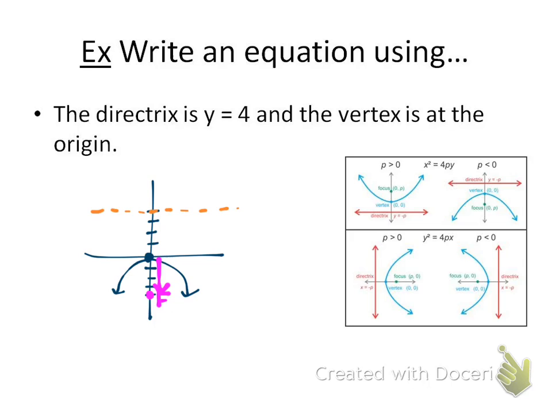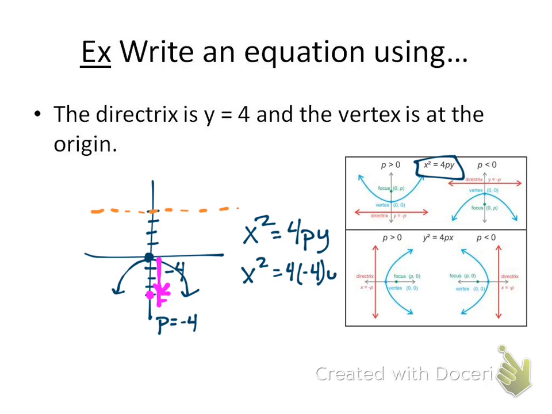Finding the distance and the direction from the vertex to the focus is my P. My P value is going to be -4. I use the up and down model using this x squared equals 4py, plugging in the P value that I just found, and simplifying.